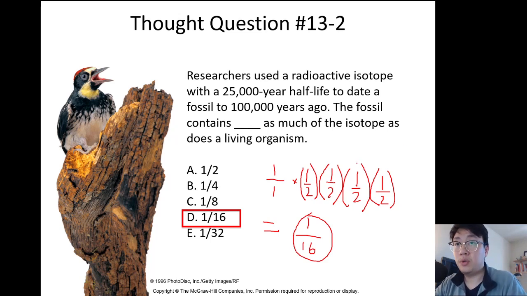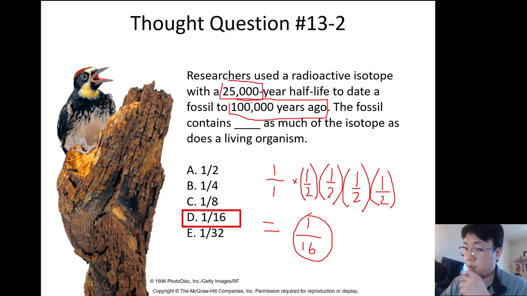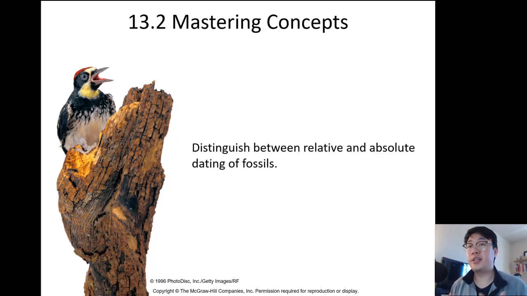But you would have to understand what we just did earlier, which is we have a total of 100,000 years. We have a half-life of 25,000. So how many times can 25,000 fit in 100,000? That's 4.